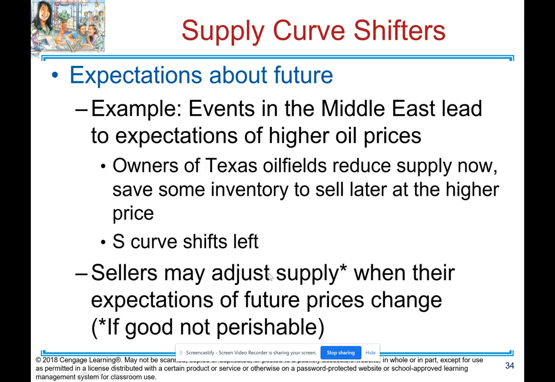Expectations about the future is another supply curve shifter. For example, events in the Middle East lead to expectations of higher oil prices. Owners of Texas oil fields reduce supply now, saving some inventory to sell later at the higher price. The supply curve shifts to the left. Sellers may adjust supply when their expectations of future prices change, if the good is not perishable, of course.